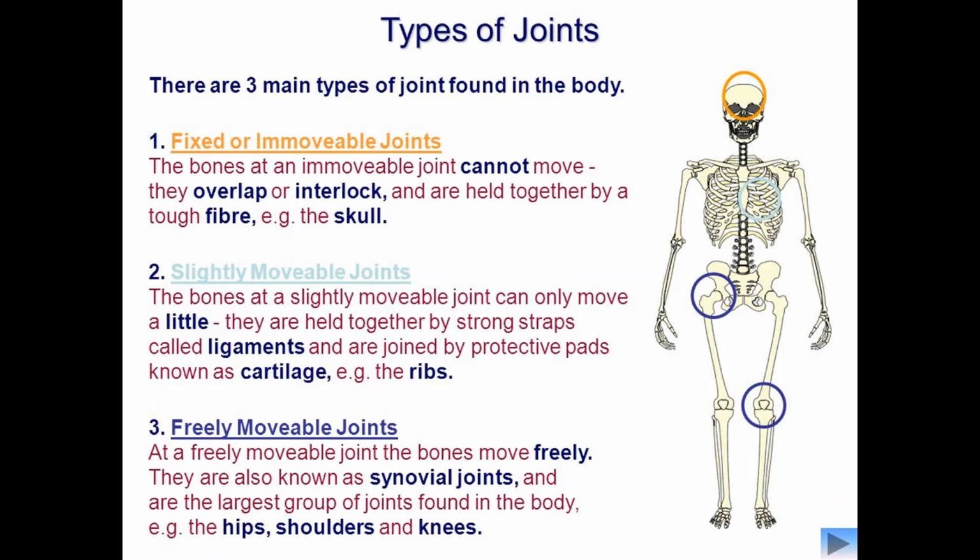There are three main types of joint found in the body. Fixed or immovable joints. The bones at an immovable joint cannot move; they overlap or interlock and are held together by a tough fiber. Example: the skull. Then you have slightly movable joints. The bones at a slightly movable joint can only move a little. They are held together by strong straps called ligaments and are joined by protective pads known as cartilage. Example: the ribs. Then you have freely movable joints. At a freely movable joint, the bones move freely. They are also known as synovial joints and are the largest group of joints found in the body. Example: the hips, shoulders, and knees.